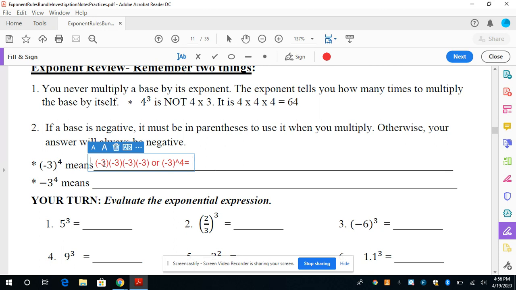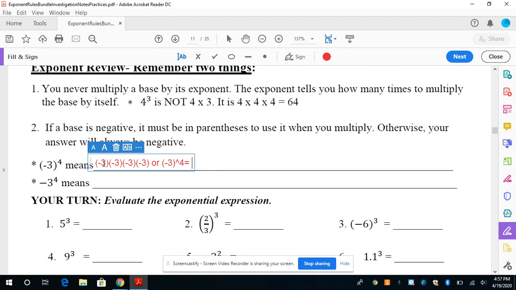If you square a negative, I'll give you a hint. If the exponent's even, then your answer is always going to be positive. If it's odd, so if it's negative 3 to the third, negative 3 to the fifth, negative 3 to the seventh, your answer is actually going to be negative. So that's another way to look at it.